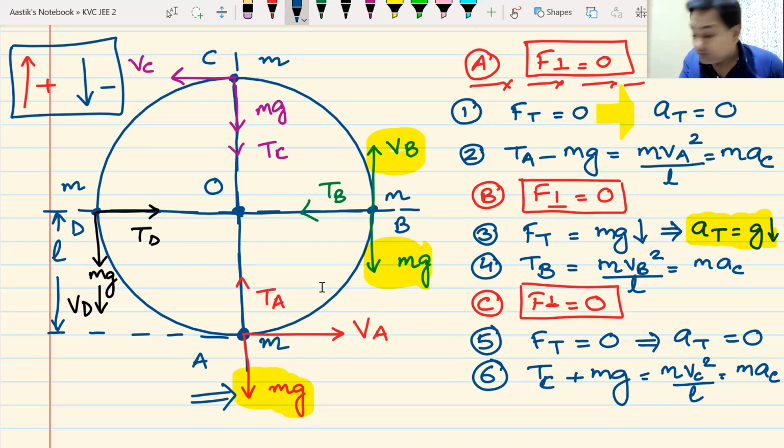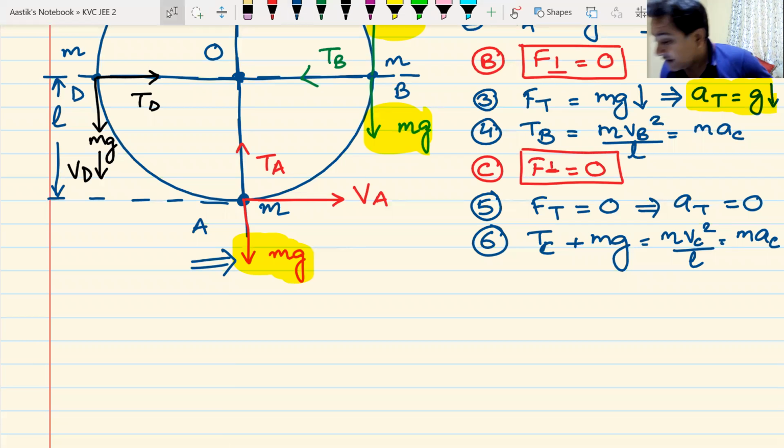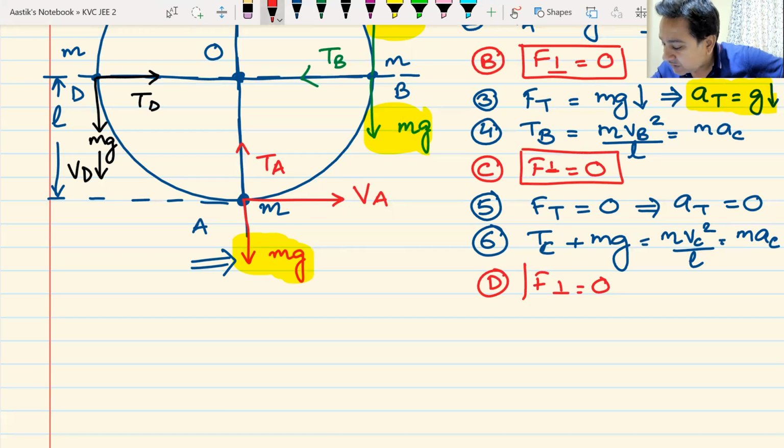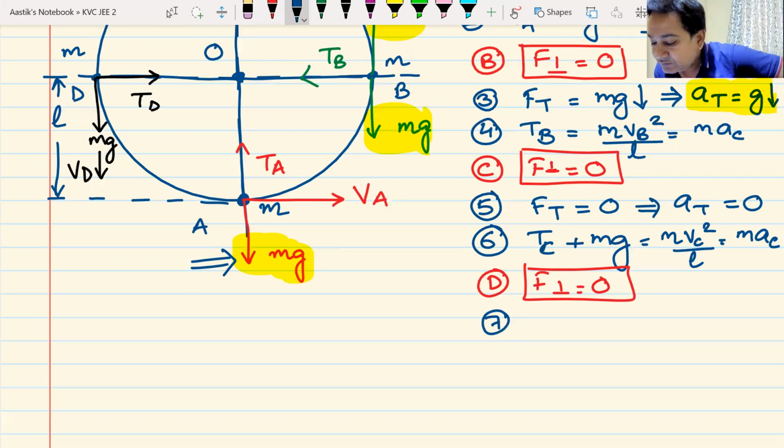Now let us move on. The only point that is left right now, there's also one more point left. I will be doing that point as well. Now we move on to point number D. Quickly, tell me the equation at point number D. The first equation I will write: F perpendicular is 0. So you don't have to worry about that equation. There is no perpendicular force. Let us move on to equation number 7. Who will tell me equation number 7 at point D, which is the equation in the tangential direction?